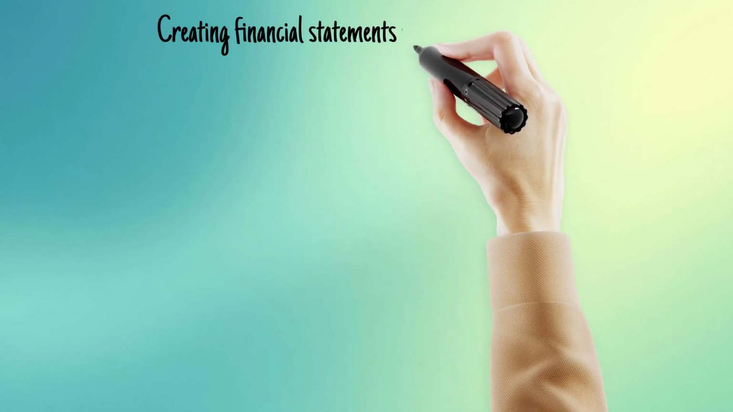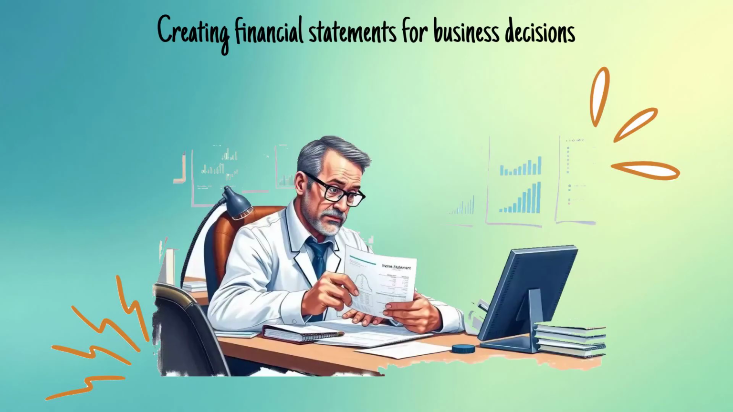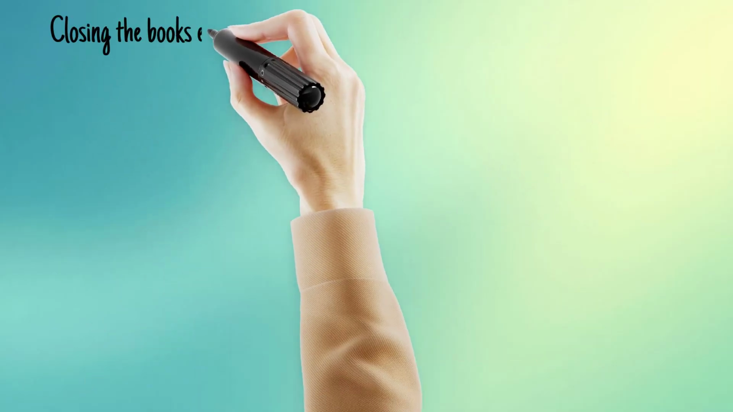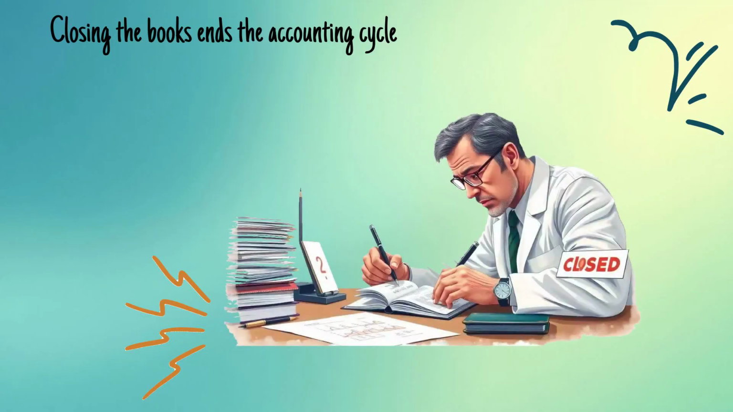Now, let's talk about financial statements, essential for business decisions. In a manual environment, this involves creating statements like the income statement and balance sheet using the trial balances, a process that demands precision and experience. Finally, closing the books marks the end of the cycle, resetting revenue and expense accounts to zero. Manually, this requires additional calculations and postings.